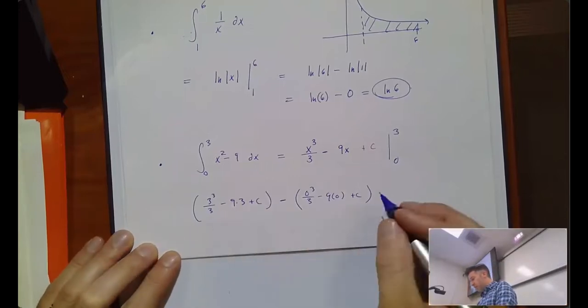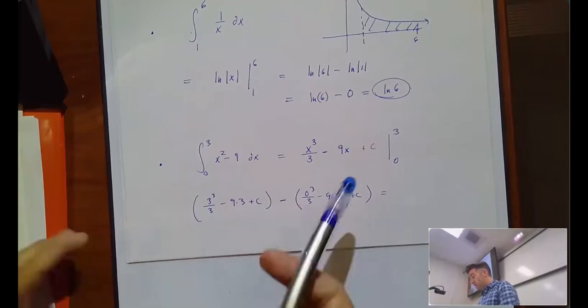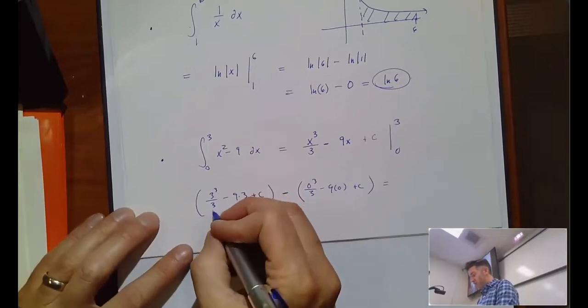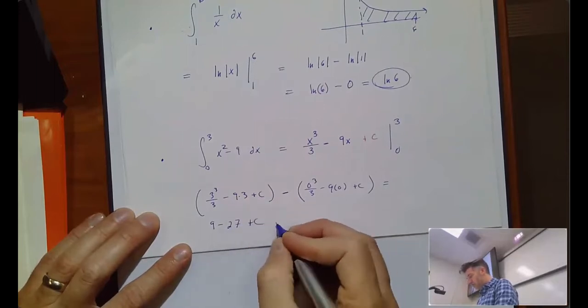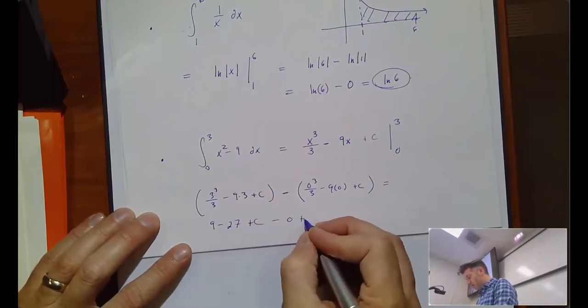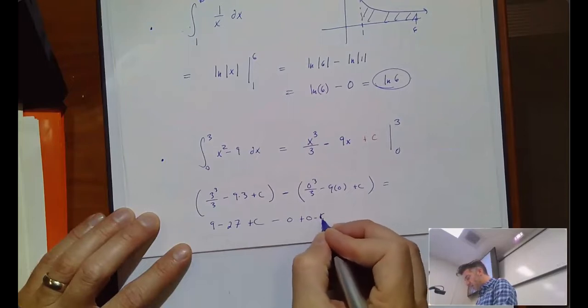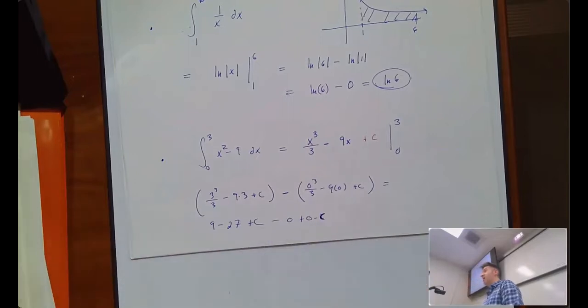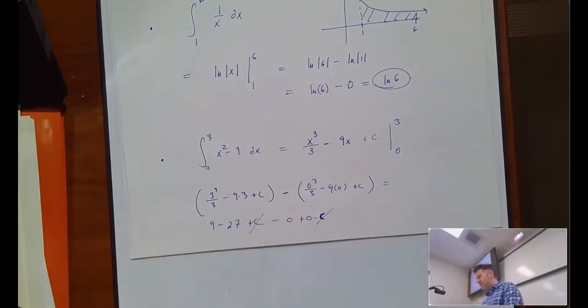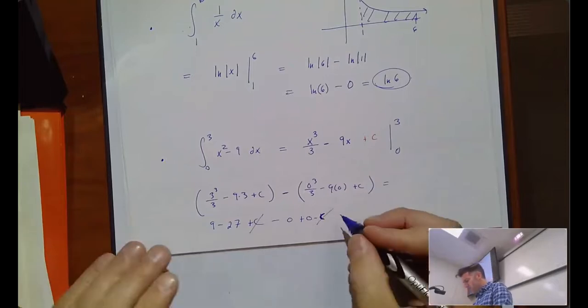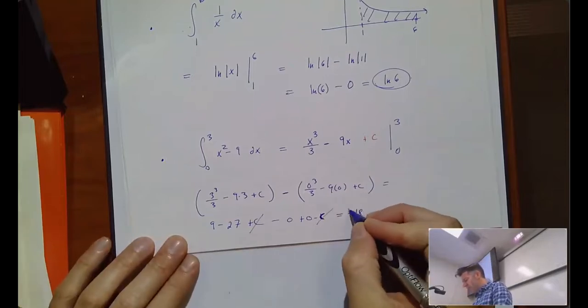So here, what do I get? Let's see. The c's are going to cancel, right? I've got 27 over 3, which is 9, minus 27, plus c, minus 0, plus 0, minus c. The c's definitely cancel, and they'll cancel every time because you're always just adding it and subtracting it. So you end up with negative 18. What does it mean that we have a negative area?